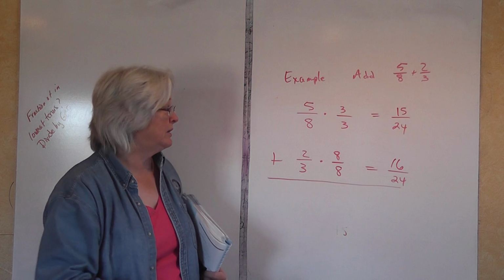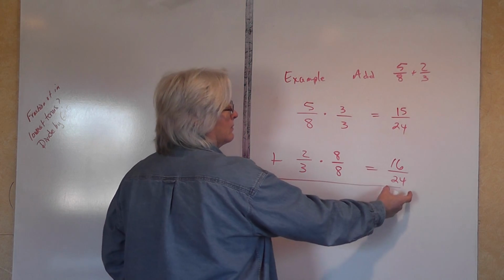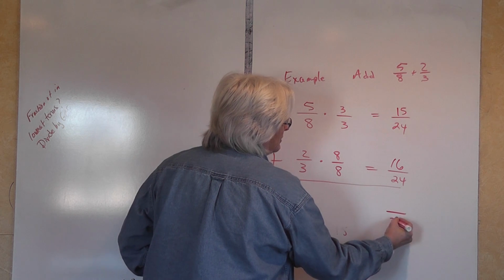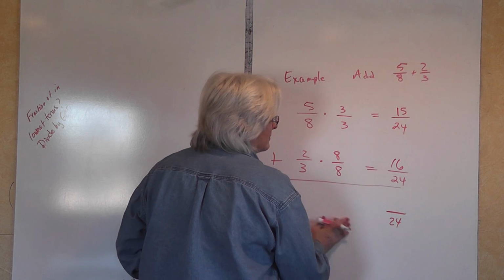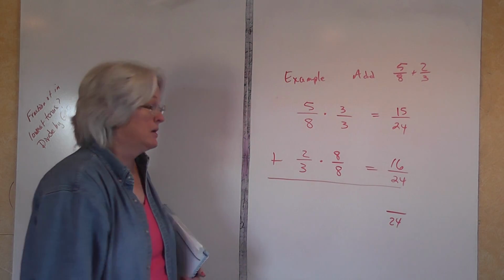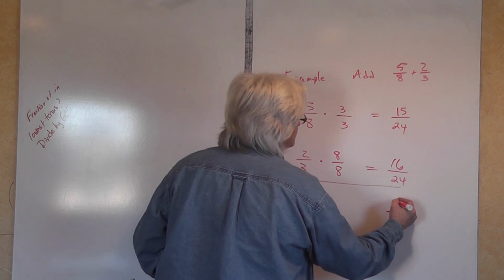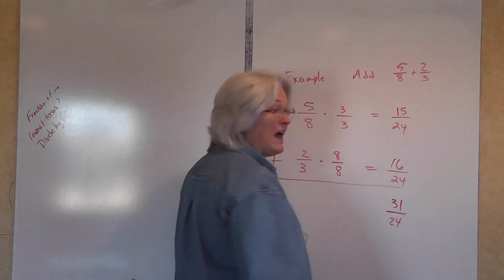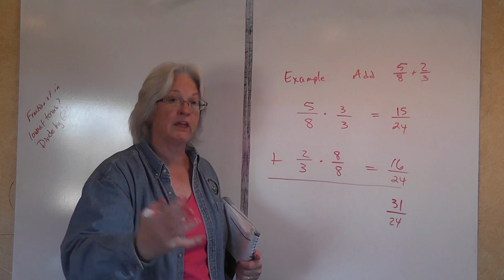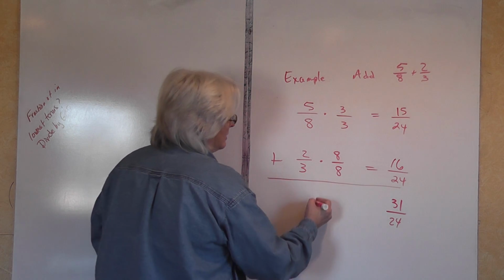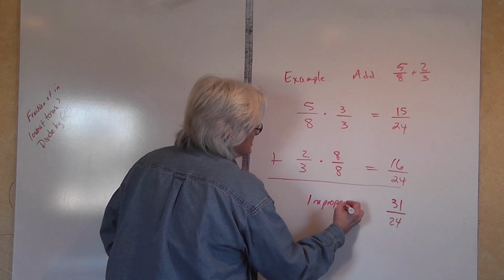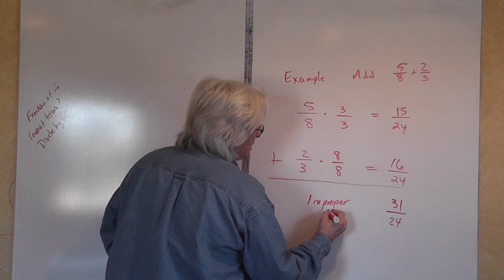Well, just go ahead and do your arithmetic. When you have the same denominator, what do you do? You add the numerators. So you have 15 plus 16 is 31. What do we have now? 31/24? Well, that's an improper fraction. It does happen to be reduced to lowest terms because 31 is a prime number.